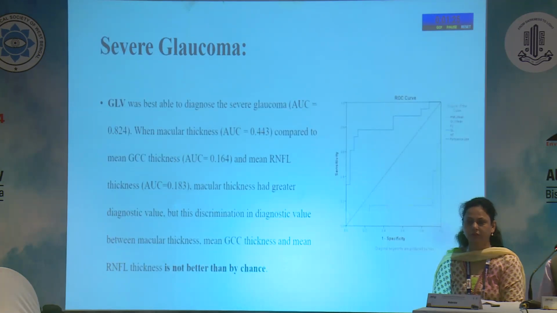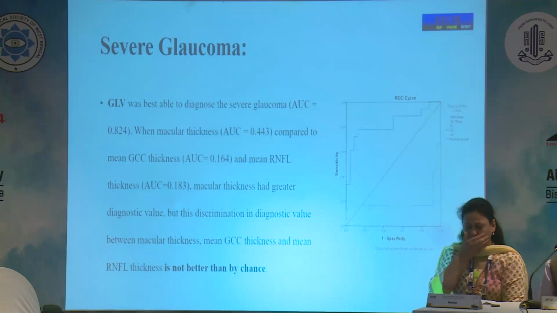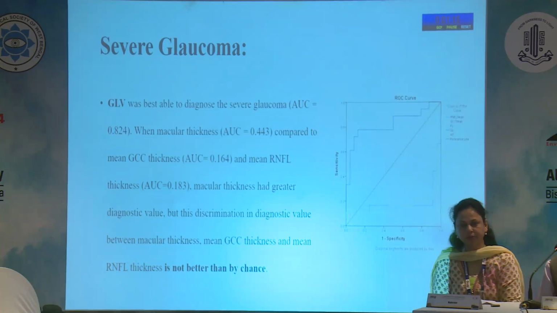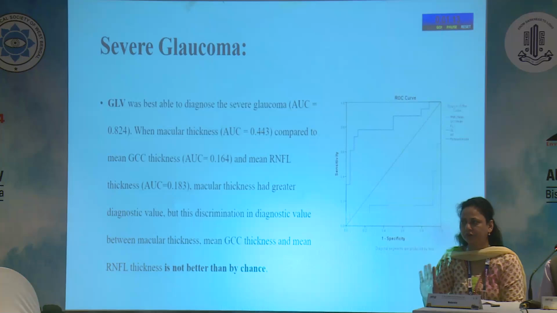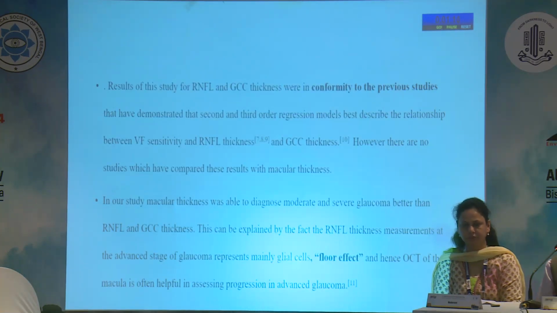For severe glaucoma, GLV was best able to diagnose severe glaucoma. When macular thickness was compared to mean GCC thickness and mean RNFL thickness, macular thickness had greater diagnostic value. But this discrimination in diagnostic value between macular thickness, mean GCC thickness and mean RNFL thickness is not better than by chance. The results of this study for RNFL and mean GCC thickness were in conformity with previous studies. However, there are no studies which have compared these results with macular thickness. In our study, macular thickness was able to diagnose moderate and severe glaucoma better than the RNFL and GCC thickness. This could be explained by the floor effect.